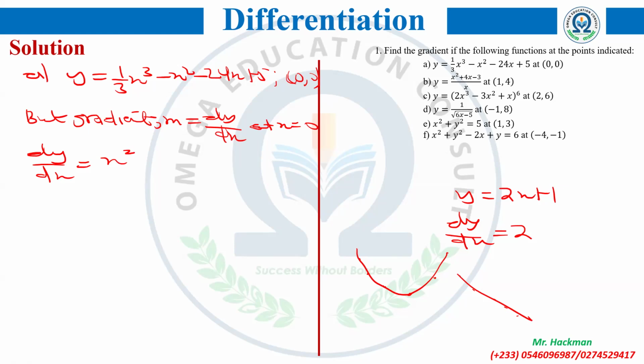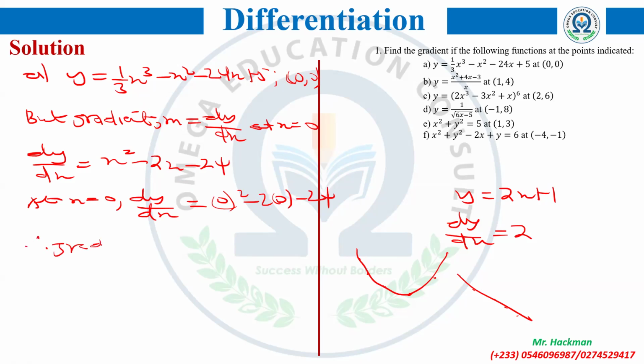This gives us x squared. The 3 will come down, it will cancel. Minus 2x, then minus 24. Is that clear? So this is the general gradient function. So if I want to get a particular gradient, I have to know the exact value of x. So now at x is equal to 0, my dy/dx, which is the gradient, I'll conclude with the gradient, will be equal to 0 squared minus 2 into 0, then minus 24. So therefore, my gradient will be equal to minus 24.